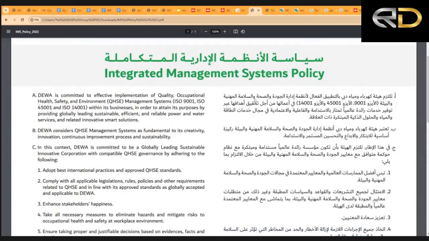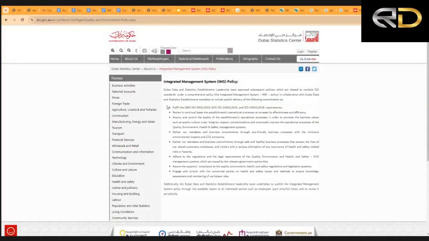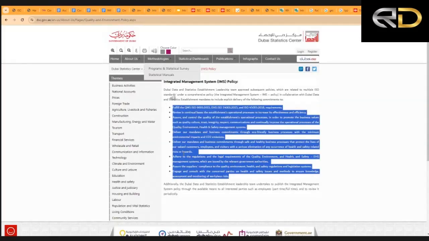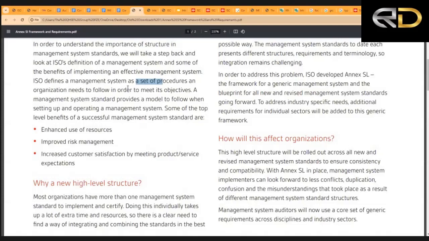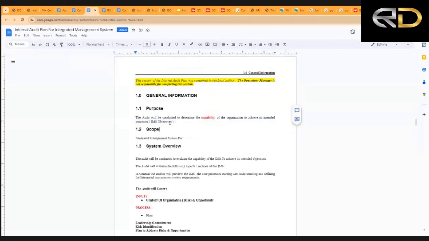And I've told you the reason being, these are the objectives. What do you know about integrated objectives? What I know about integrated objectives is that there is a set of procedures which you need to follow in order to meet those objectives. So for me as an auditor here, since you have shown me your objectives, I'm just going to review if you follow the set of procedures. So that is the purpose of the audit, and that is why you are conducting this audit.